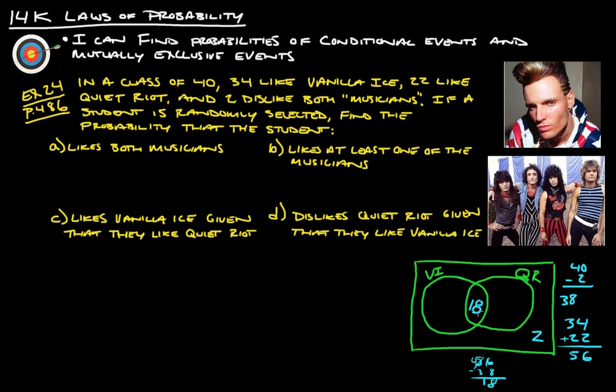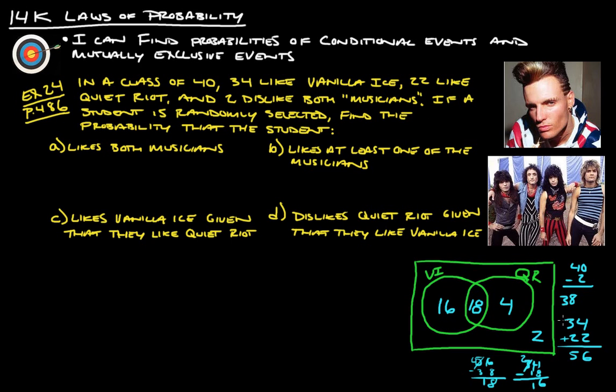Okay, so if 18 like Vanilla Ice, 18 like both, and we have 34 that like Vanilla Ice, we're going to take 34 minus 18. And that gives us, what, 16. And then 22 minus 18 leaves us with 4 here.